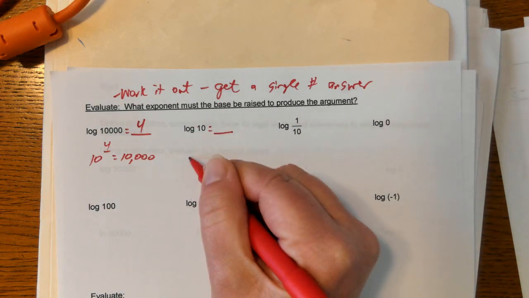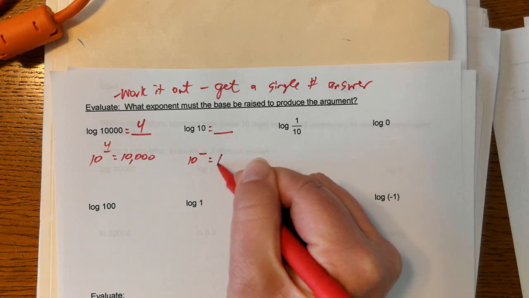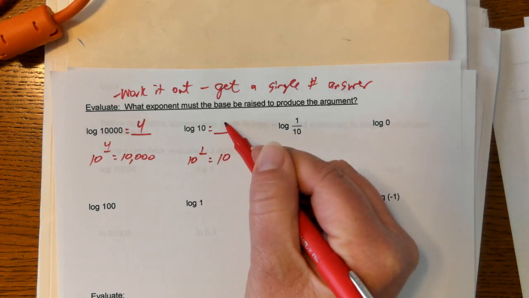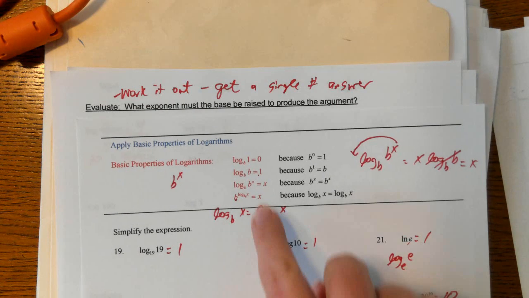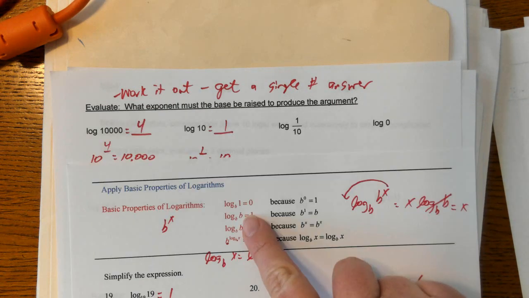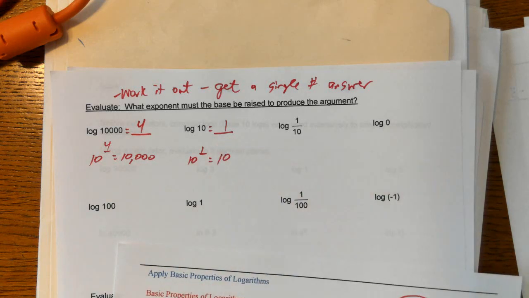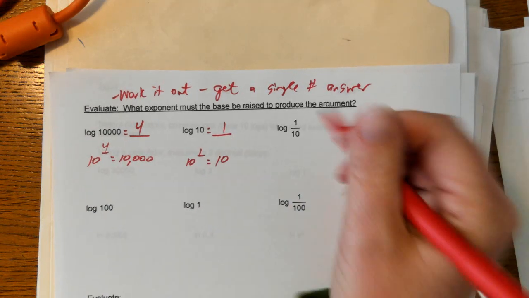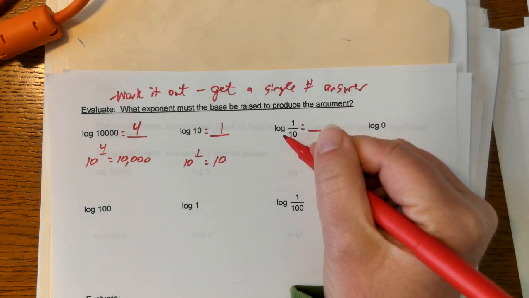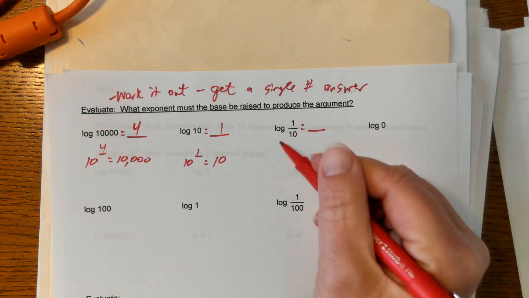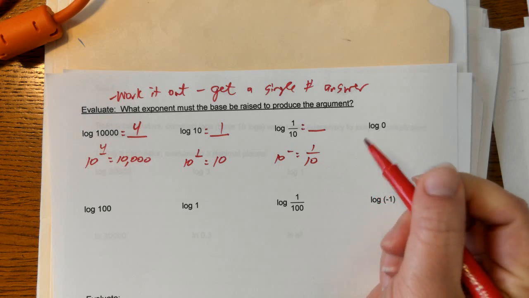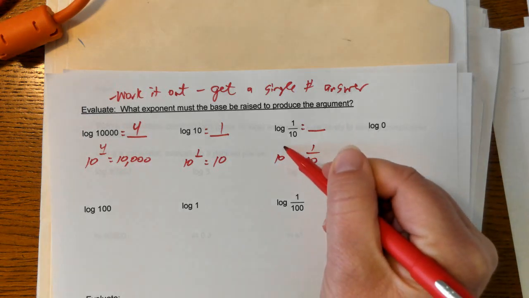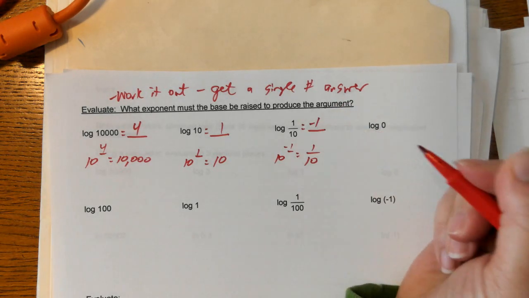The base here is 10, so 10 to the something has to equal 10. I bet that exponent is 1. And remember, one of our properties was that if your base and your exponent are the same, it works out to be 1, and that's exactly what was happening here. Log, implied base 10, they don't tell us, but we know it's there. 10 to the something has to equal 1/10. Well, let's see, how do I send the 10 down to the denominator? That's by making it a -1.